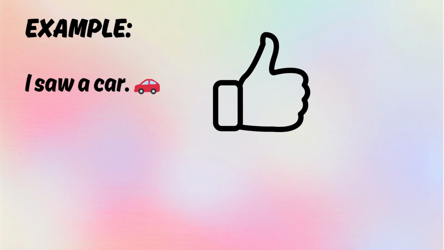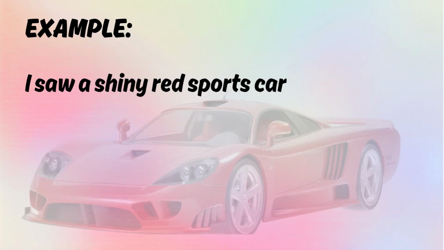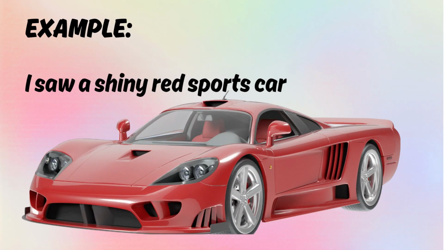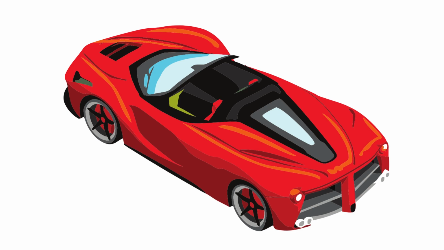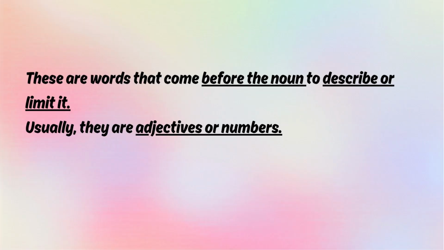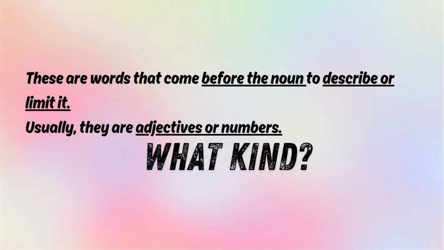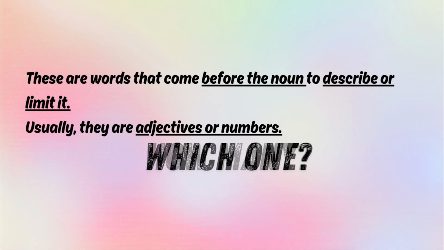If I say, I saw a car, you think, okay, a car, but nothing else. Now listen to this again. I saw a shiny sports car, a shiny red sports car, for example. Now you are picturing it. Maybe a Ferrari you are talking about. That's what modifiers do. They describe the noun by answering questions like what kind, how many, and which one.